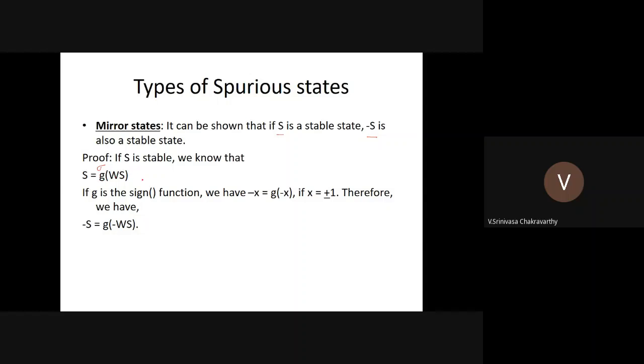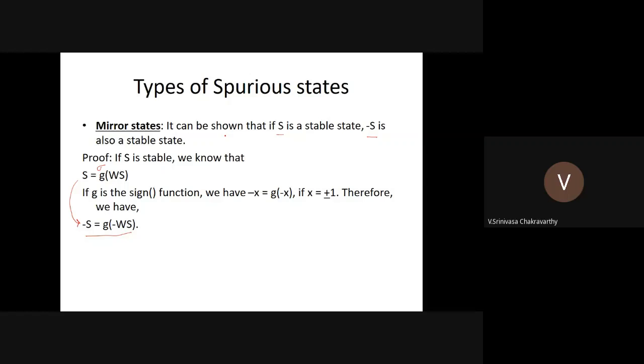So if this is true, then just multiply both sides by -1, right? And we know that minus of signum function is signum of minus. Minus can be taken inside. So if this is true, then we know very easily that this is also true, which means -S is also stable. So if I'm storing a vector S and show that it is stable, its negative is also stable. And these states are called mirror states. So we wanted to make some states stable. In the process, we are also making some other irrelevant states stable.